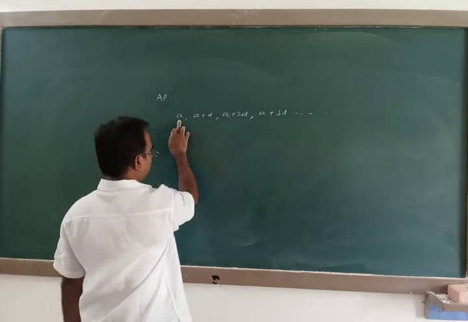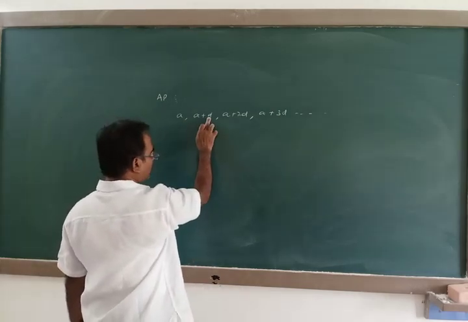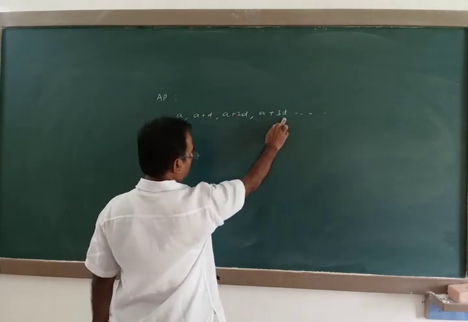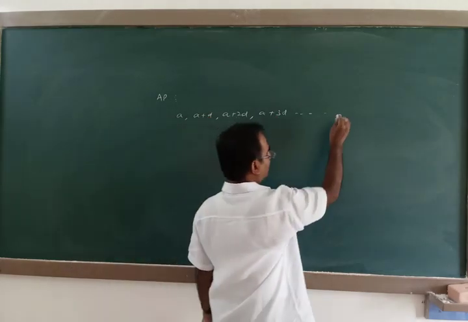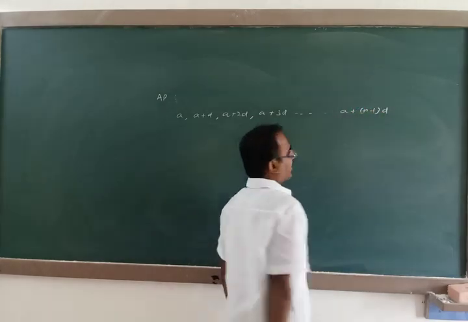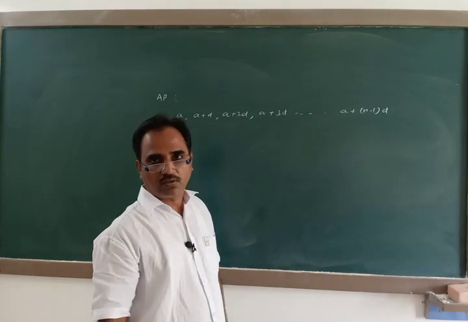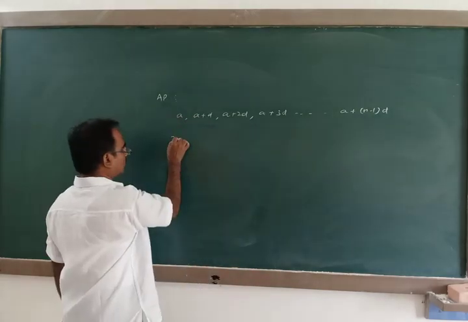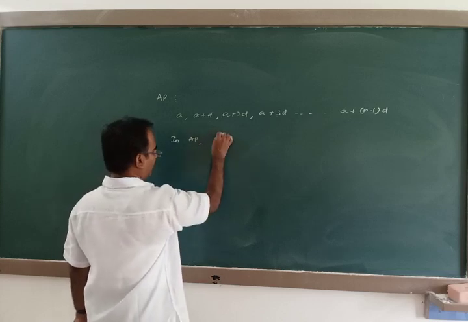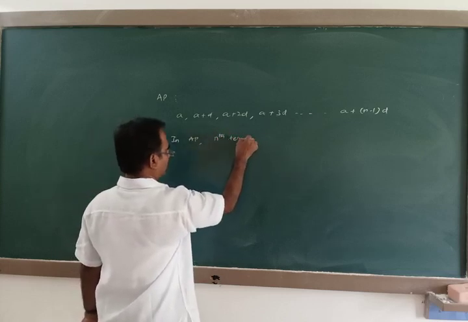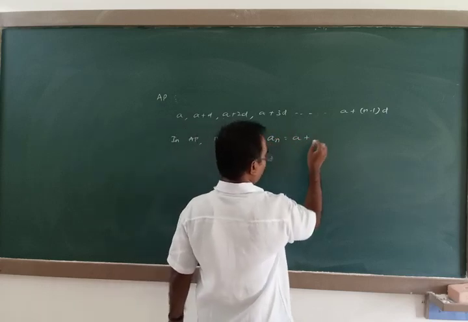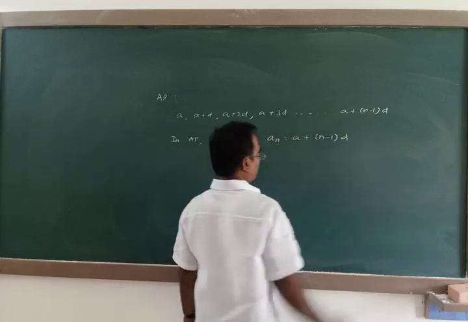This is the first term. For the second term, 1D is there. For the third term, 2D is there. For the fourth term, 3D is there. Like that, for the nth term, n minus 1 D will be there. So in AP, arithmetic progression, this nth term an can be written as A plus n minus 1 into D.